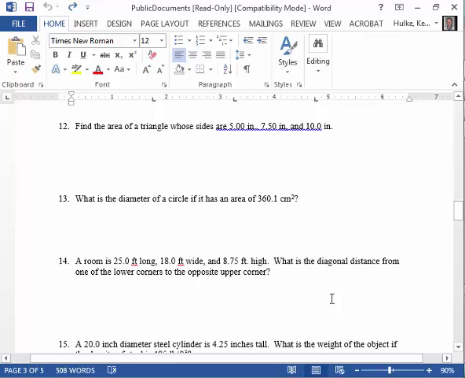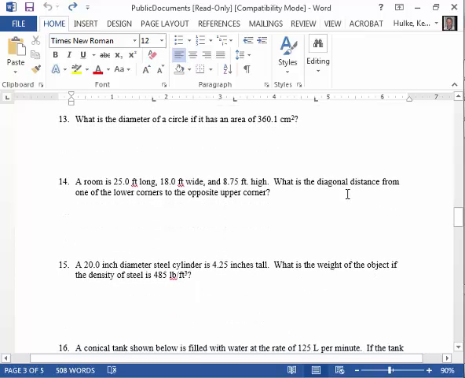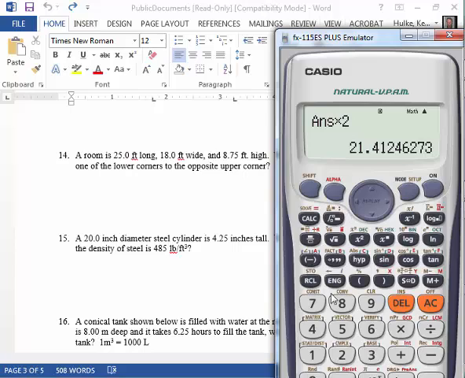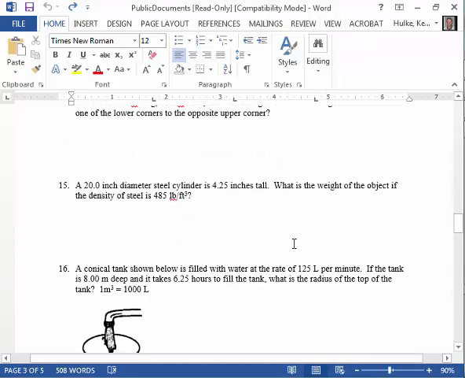A room is 25 long, 18 wide, 8.75 high. What is the diagonal distance from one corner to the opposite upper corner? So remember, that's a square root of 3 things, so it's 25 squared plus 18 squared plus 8.75 squared, and we get 32. 3 sig digs, so it'd be 32.0 feet.